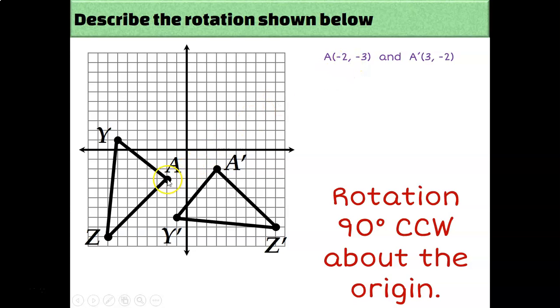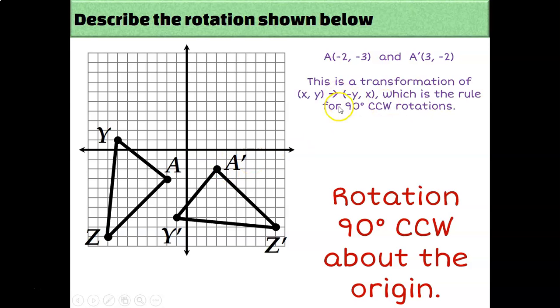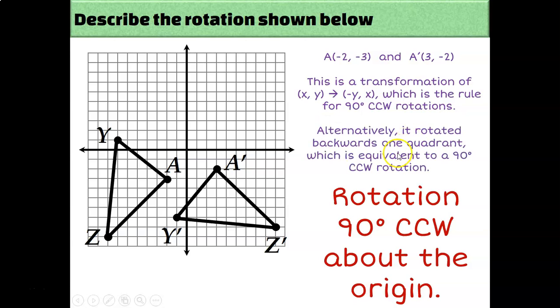A is the point (-2, -3). A prime is the point (3, -2). That follows the rule (x, y) transforms into (-y, x), and that's the rule for 90-degree counterclockwise rotations. Or, like I said, it just moved counter to the clock 90 degrees, or 1 quadrant away.